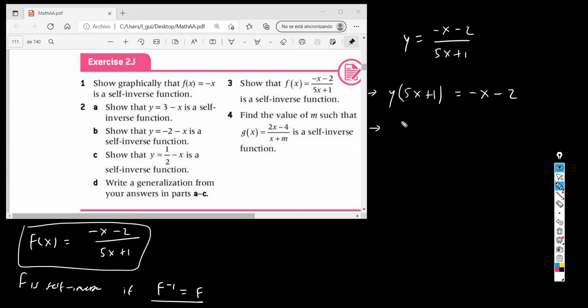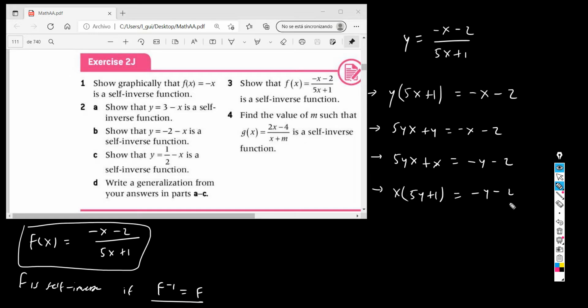Remember, that's my goal. So this is going to be 5yx plus y equals minus x minus 2. 5yx, I'm going to bring this here, plus x. I'm going to take this and put it on the other side, minus y minus 2. Then I'm going to factorize the x. x times (5y plus 1) equals minus y minus 2. And finally, I divide both sides over 5y plus 1: x equals minus y minus 2 over 5y plus 1.